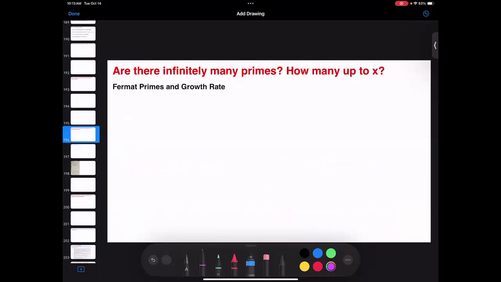In mathematics, whenever possible, it's nice to have more than one way to prove something. So another thing we can look at is the Fermat numbers. We define the Fermat numbers by the following: Fn is 2 to the 2 to the n plus 1. Are these prime? Always? If not, how often?